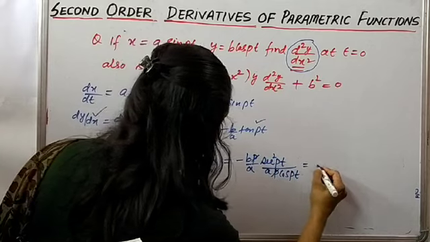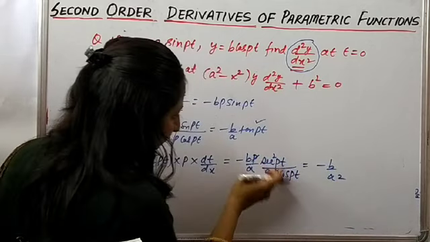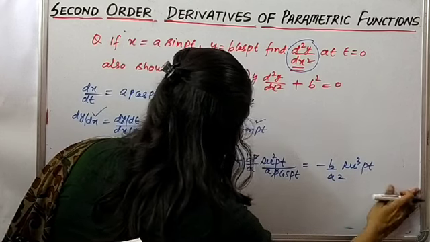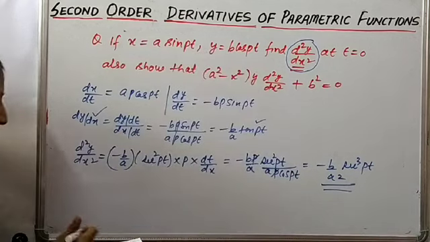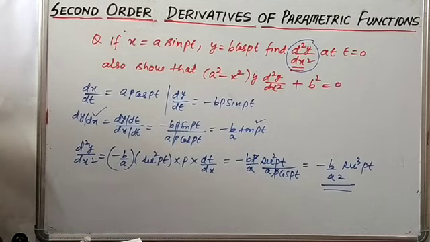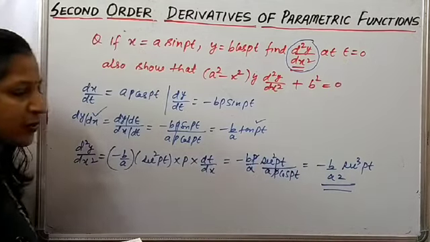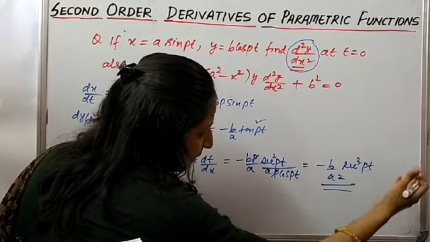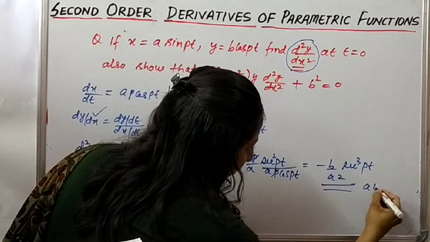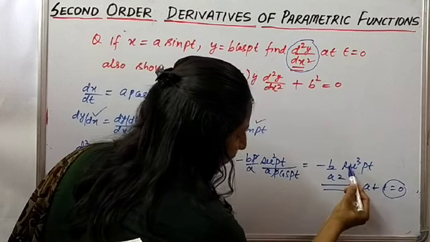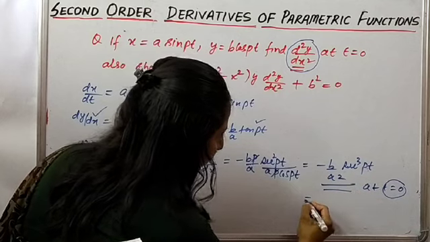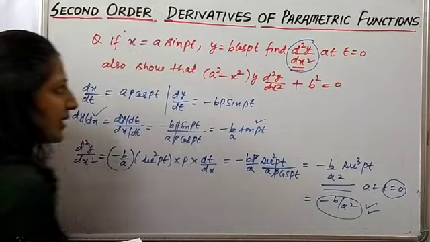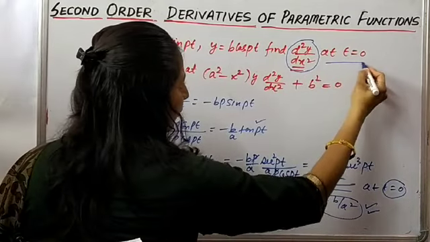So it will be minus b upon a square, and 1 by cos pt is secant pt, so it will be secant cube pt. So it is our value of d2y upon dx square, right? But we have to find its value at t is equal to 0. So student, it's very simple. Just at the end, in place of t put 0. So at t is equal to 0, we know secant 0 is 1. So its value will be minus b upon a square. Okay. So we have determined the second order derivative at t is equal to 0, right?